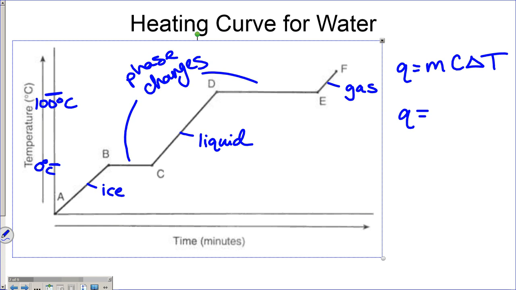Our equation is not going to have temperature in it, but it's going to be Q equals N times delta H. N stands for moles, and delta H is going to be our heat constant, or change in heat.